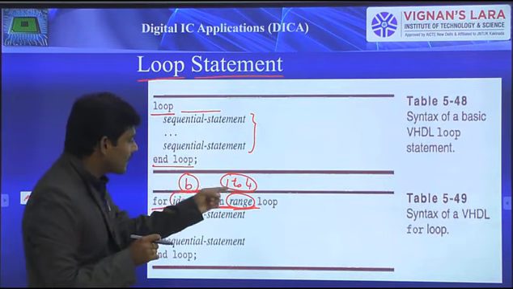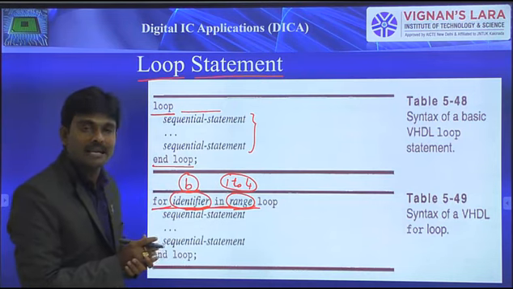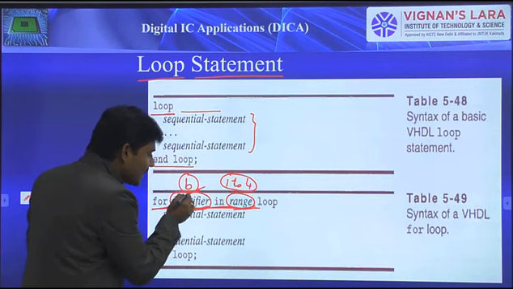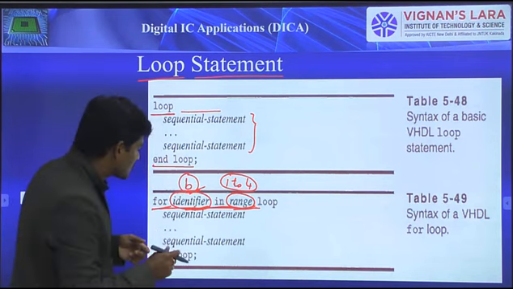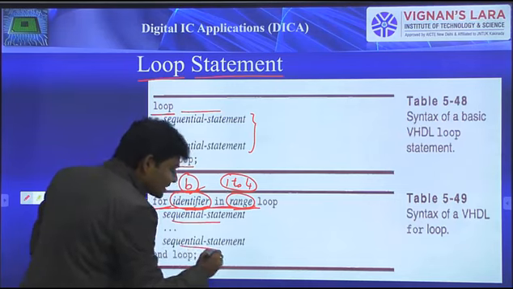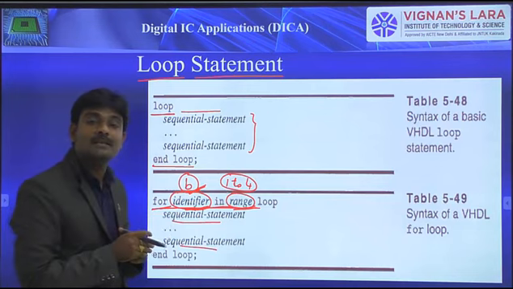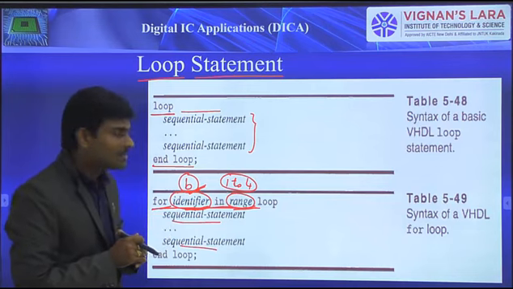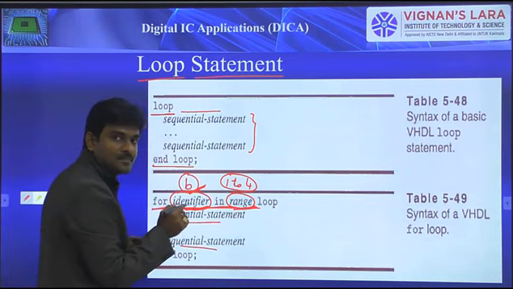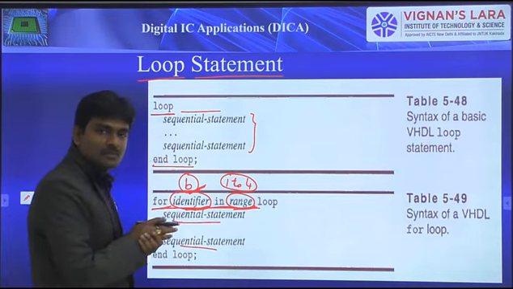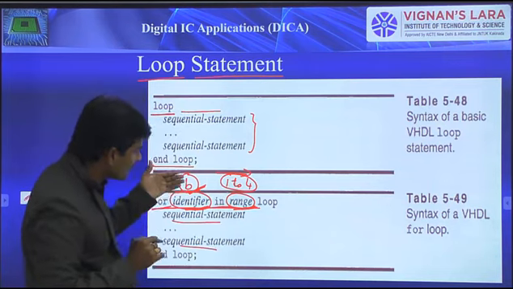Here the identifier is B and the range I mentioned is 1 to 4. Because 1 to 4 comes under integer type, this B is implicitly declared as an integer type. And while we are mentioning sequential statements, we can also use this variable within those sequential statements. How it executes is based upon the range. While reading values from that range, we start from left to right, starting from 1 to 4.